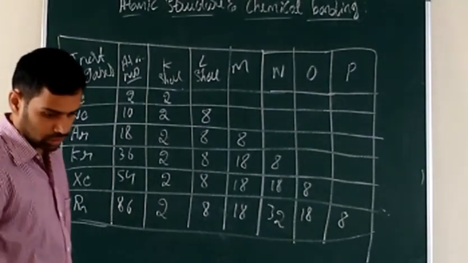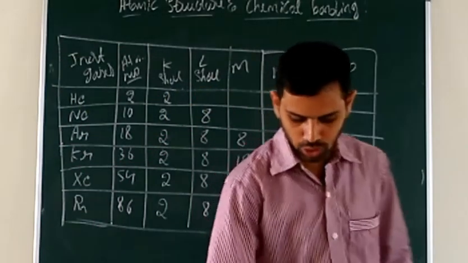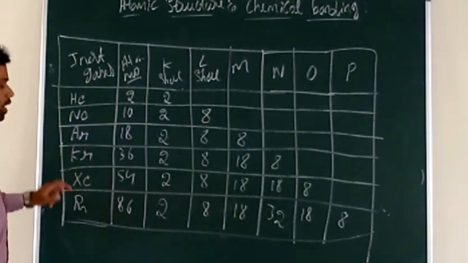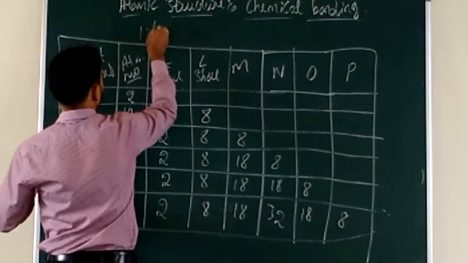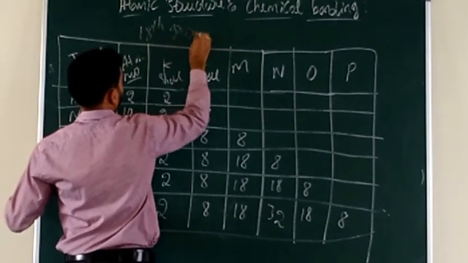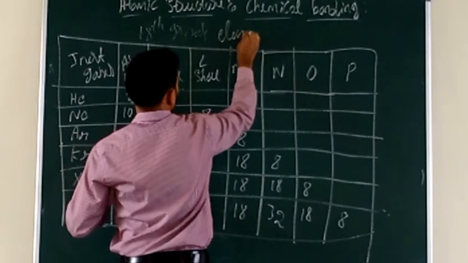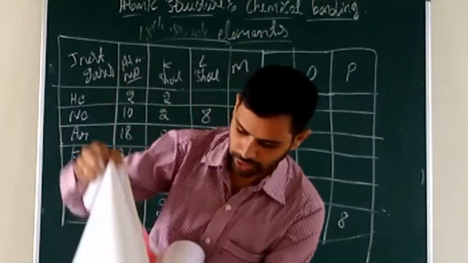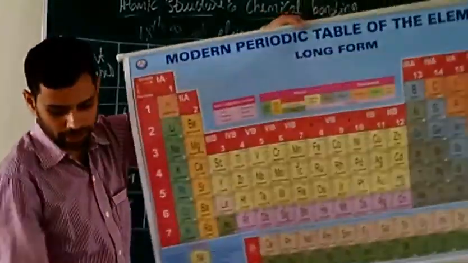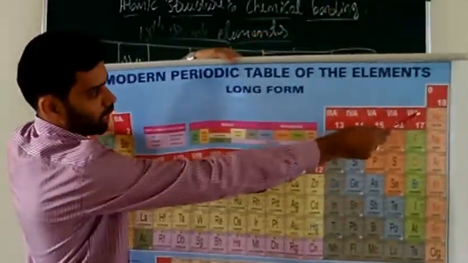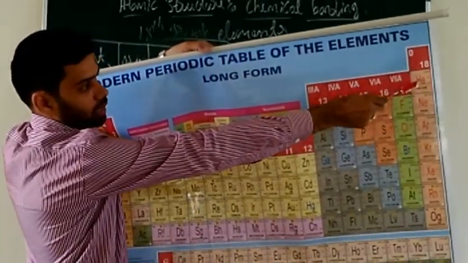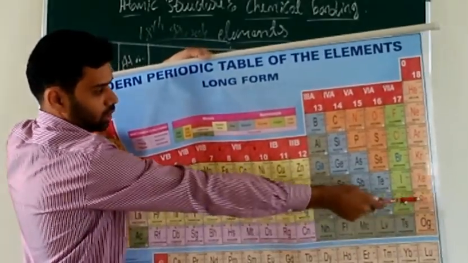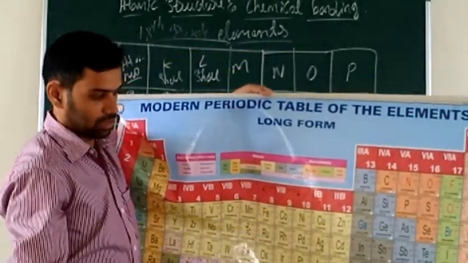Yes, so it is the 18th group. In the 18th group, these elements will come: helium, neon, argon, krypton, xenon, radon. In the periodic table, the 18th group elements are in the last column. Helium, neon, argon, krypton, xenon, radon. So these are the 18th group elements.